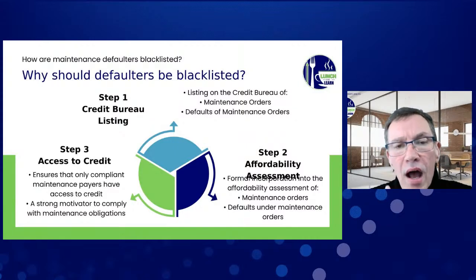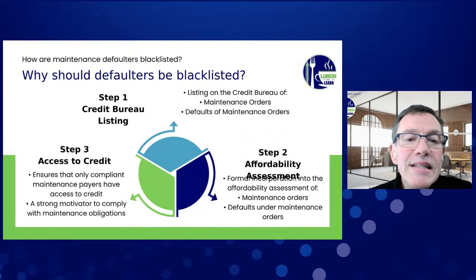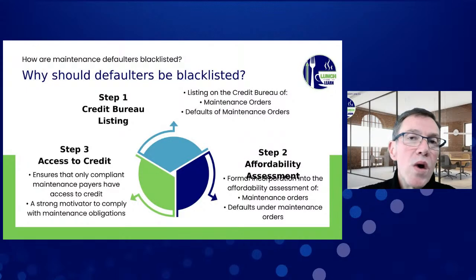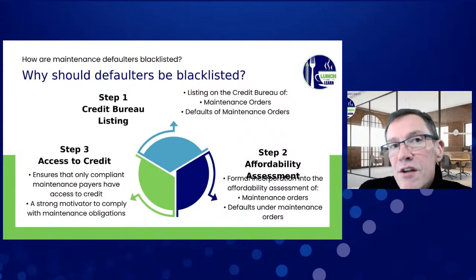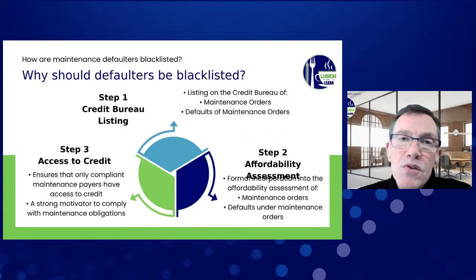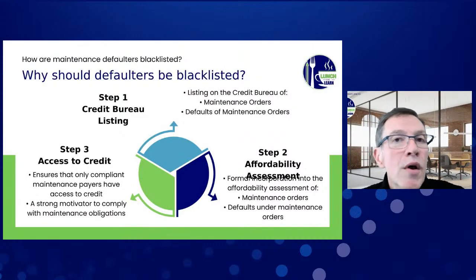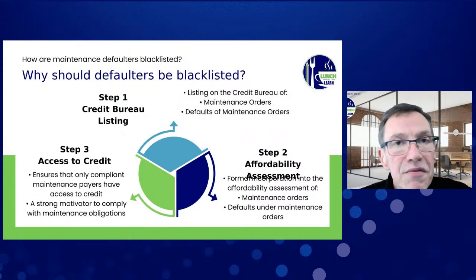Step number two would be the affordability assessment. Once that has been listed and the credit bureaus have that type of information, they can give that information to anyone that wants to apply for employment, for example, or for credit at a certain stage. If the respondent is in arrears or has a maintenance order against him, that detail would be reflected on the credit profile, and that would be given to the credit provider in order to make a complete assessment that the person sitting in front of me applying for the loan or for the store credit could actually afford that. So that is vitally important.